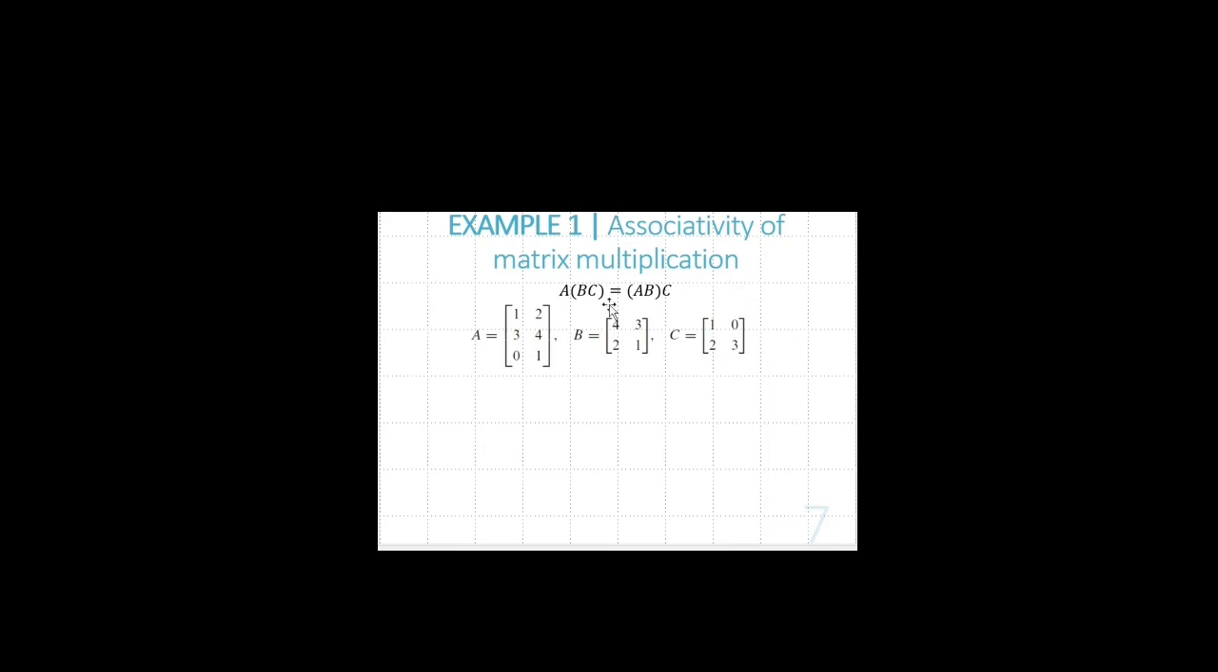So let me ask you this. How would you quickly determine what you should get for these? We learned how to do this before. If I asked you, what would be the resulting product here of A times the quantity BC?